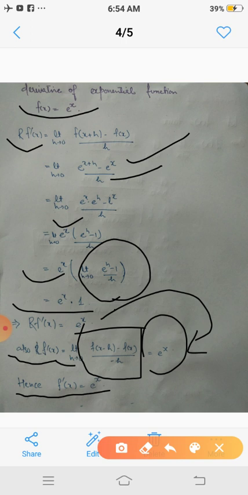So in this way we completed the derivatives of some standard functions. Inshallah, from tomorrow onwards we will discuss the exercise related to these derivatives.